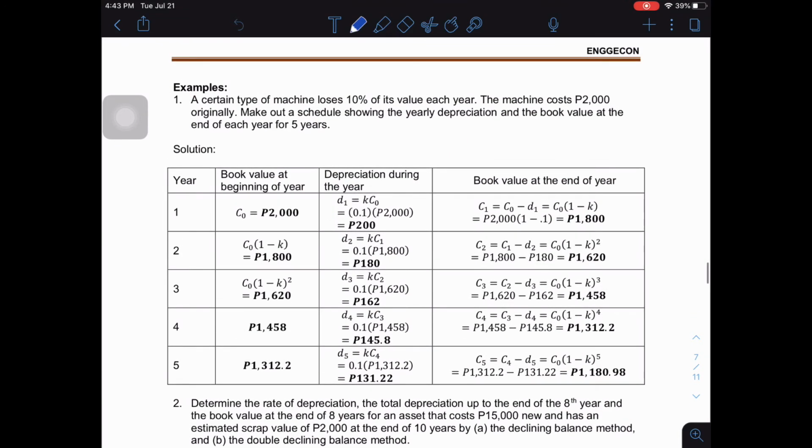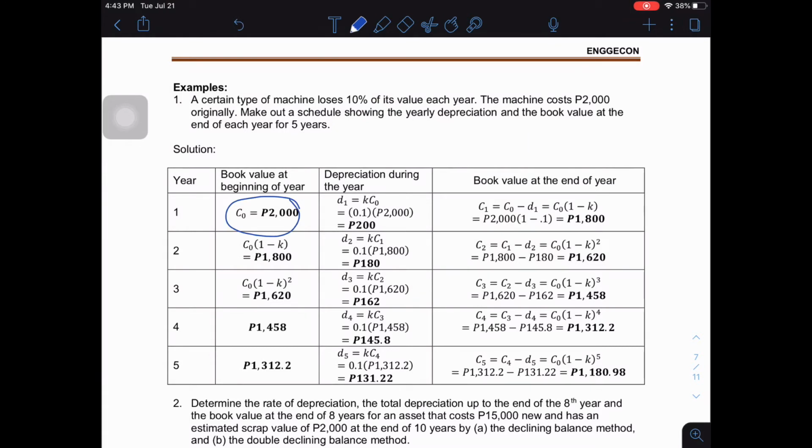So next, this example will be solved using the declining balance method. A certain type of machine loses 10% of its value each year. The machine costs 2,000 pesos originally. Make out a schedule showing the yearly depreciation and the book value at the end of each year for 5 years only. Okay, so the original cost is 2,000 pesos, as you can see here.